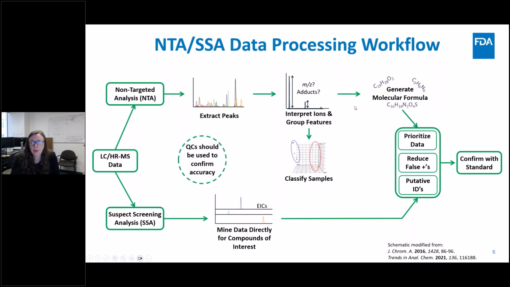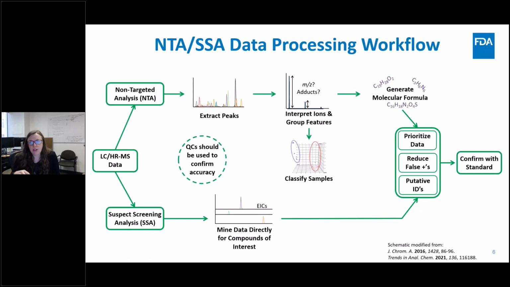If we want to do identification, we usually generate a molecular formula based on the mass, and so the more accurate your mass, the better this is, as well as the isotopic fit distribution. And then we go through a similar process as the suspect screening workflow, where we prioritize this data, reduce our potential false positive molecular formulas or identifications, and then come up with a putative identification, ideally confirming with a standard. And again, QC should be used to confirm accuracy throughout all of these steps as well.